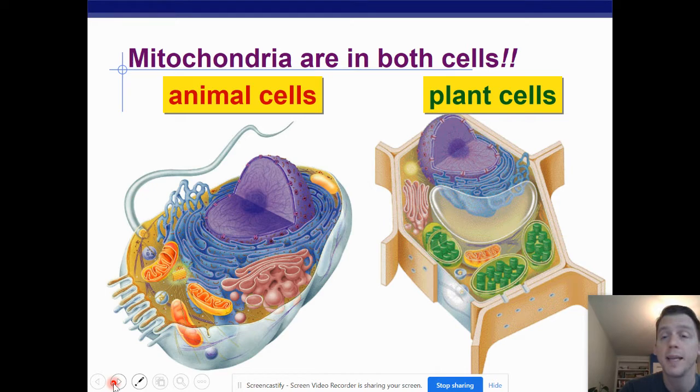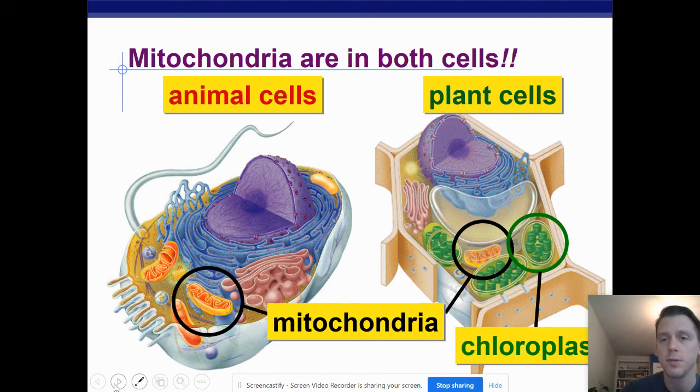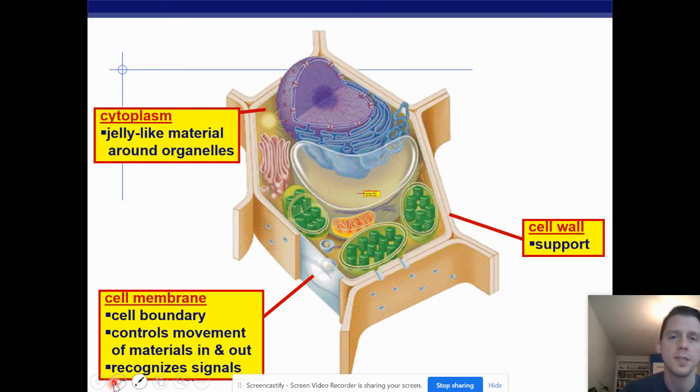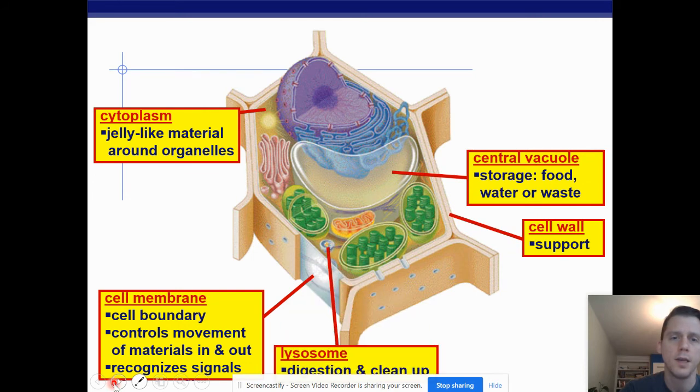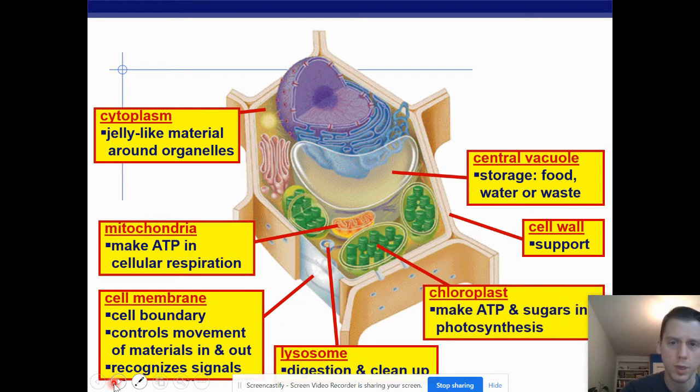Mitochondria are found in plant and animal cells. You see them there in animal cells and plant cells. Chloroplasts are only found in plant cells. Okay, so there we see some of the things we've been talking about: lysosomes, cytoplasm, vacuoles, mitochondria, chloroplasts.